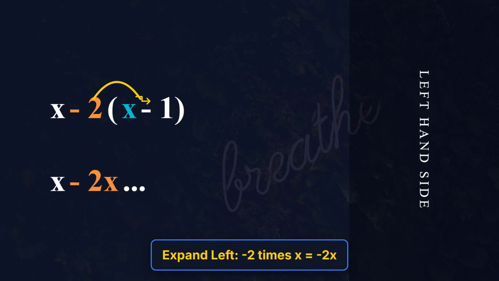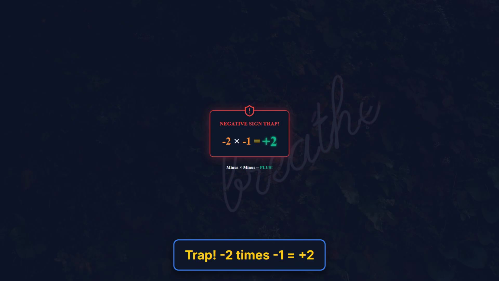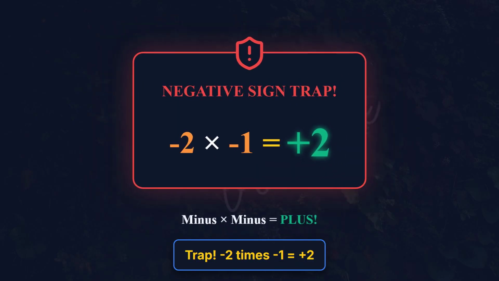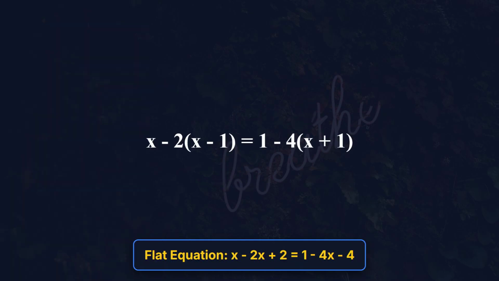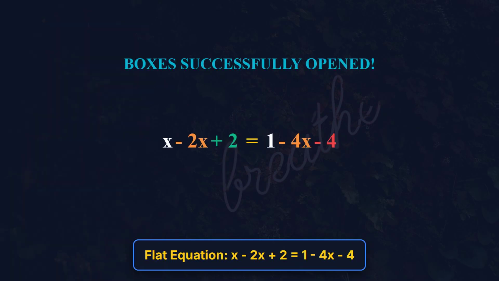We multiply everything inside by minus 2. Minus 2 times x gives us a clean minus 2x. Now watch out. Minus 2 times minus 1 turns into a positive 2. Remember, a minus times a minus always makes a plus. Now let's crack open the right-hand box. We distribute the minus 4 through the doors. Minus 4 times x is minus 4x. Next, minus 4 times positive 1 yields a negative 4.